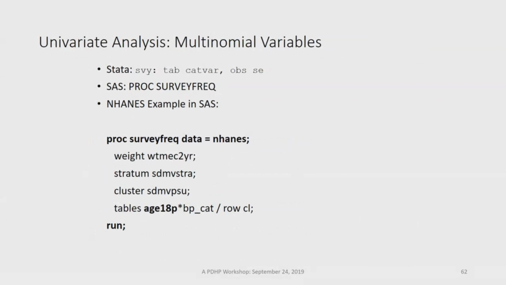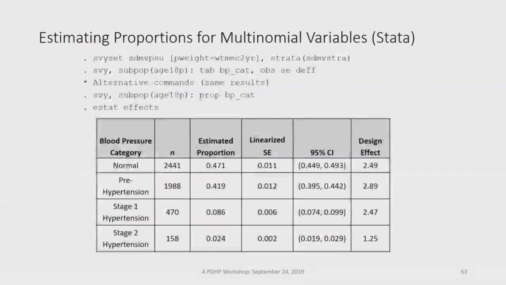If you want to do a domain analysis, make sure to put that variable first in the TABLES statement. Every other survey procedure has an explicit domain statement. This is just kind of a weird thing. And I just list my categorical variable. In this case, it's BPCat.